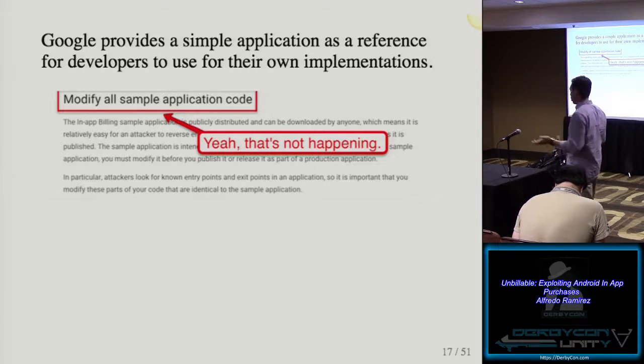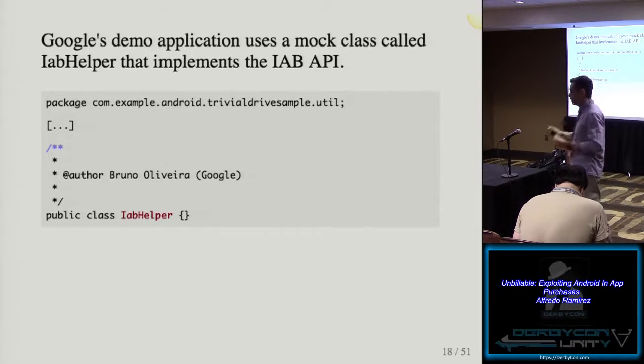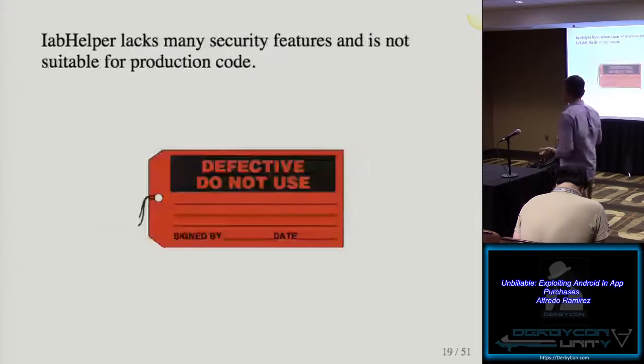And they put a disclaimer. Hey, don't use this. This is not production code. Make sure you modify it because it's missing all kinds of other security precautions that we think you should take. So you probably shouldn't use this in your code. The core of it is this helper class called the IAB Helper that implements the in-app billing API. Like I said, it's very streamlined because the whole point is it's a demo to walk you through what an intent for purchasing looks like and what our response will look like. Please don't use it.